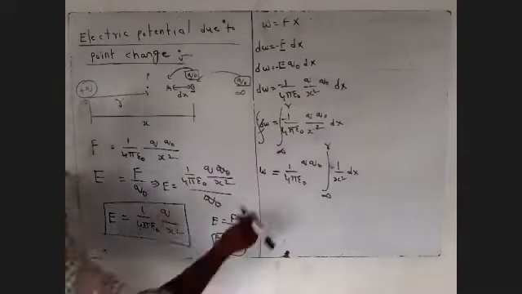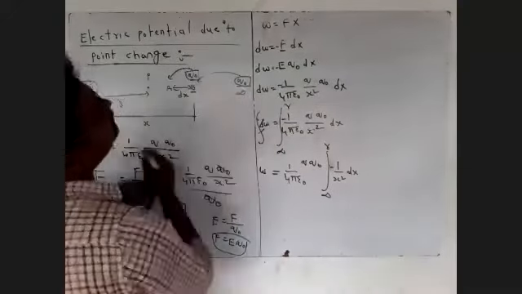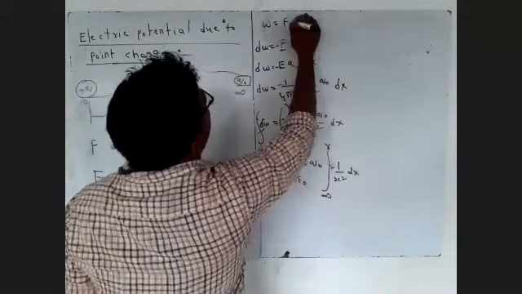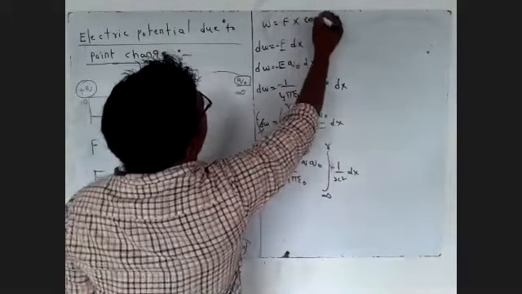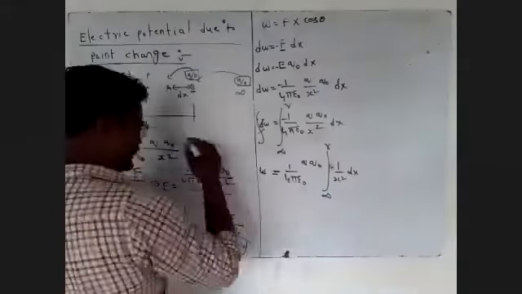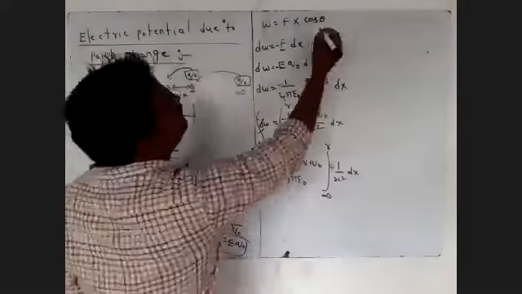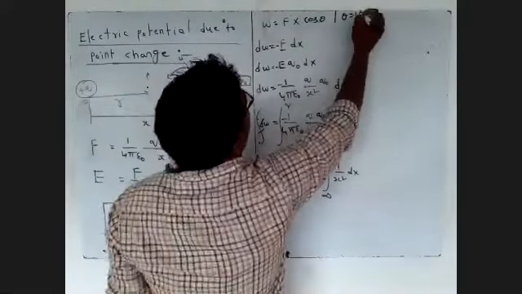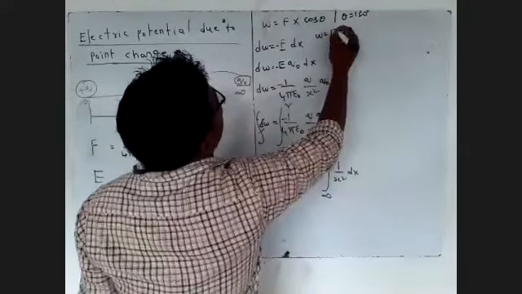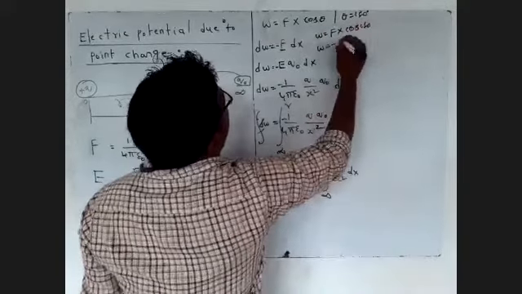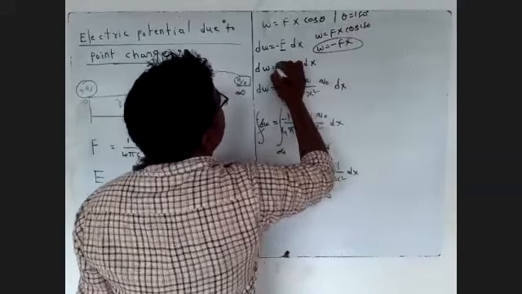So this work is equal to F x cos theta, since both are in opposite directions. What is the angle between them? Both move in opposite directions, which means theta is equal to 180 degrees. So W is equal to F x cos 180, and cos 180 is minus 1. So W is equal to minus F x. We are taking that minus.